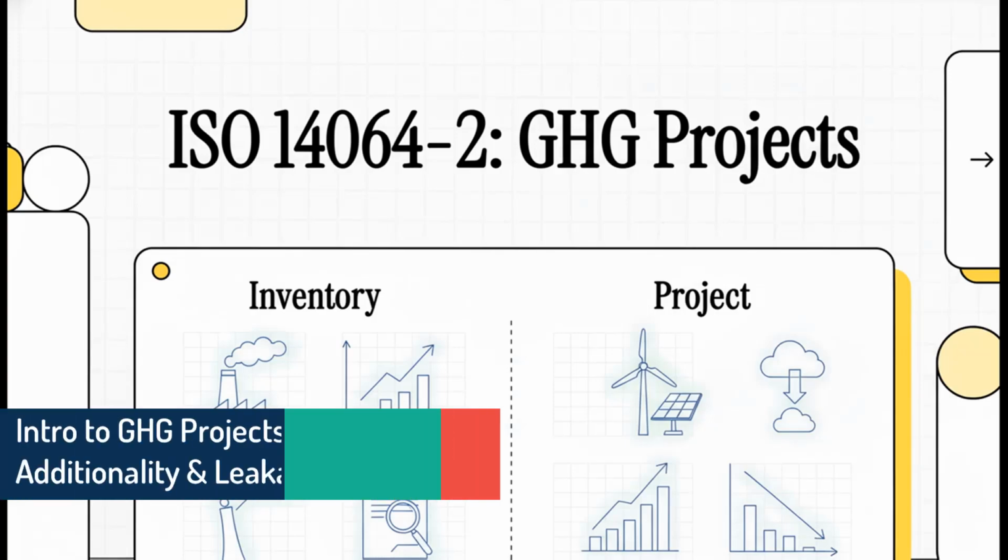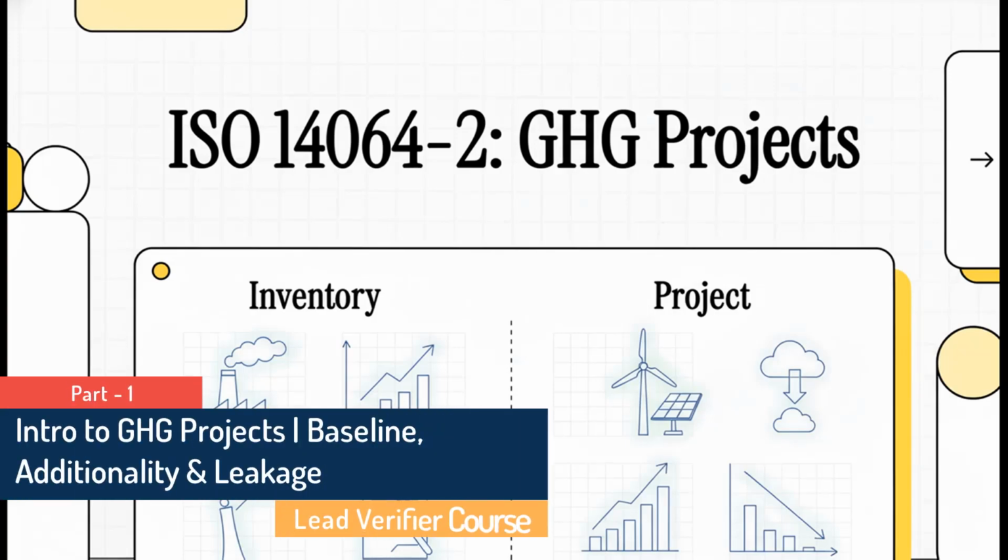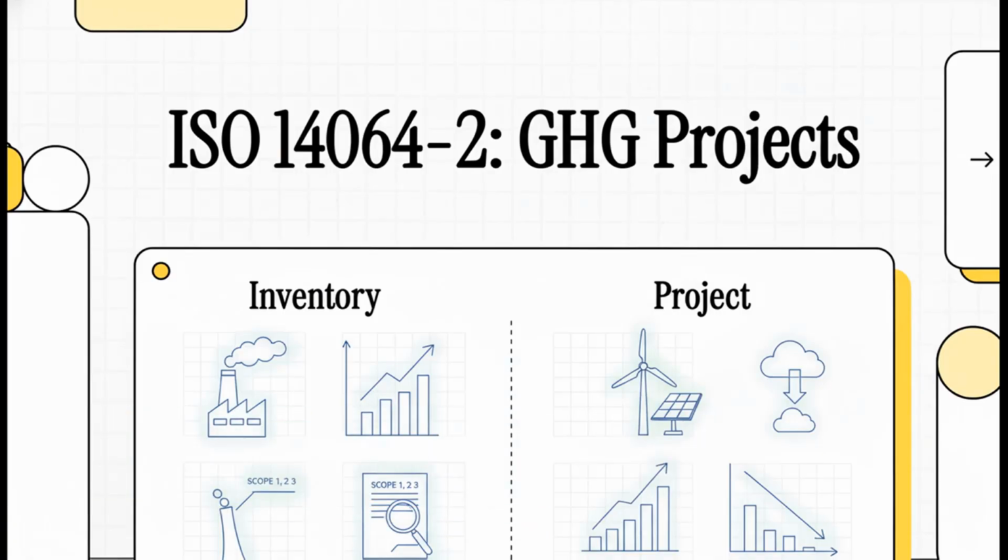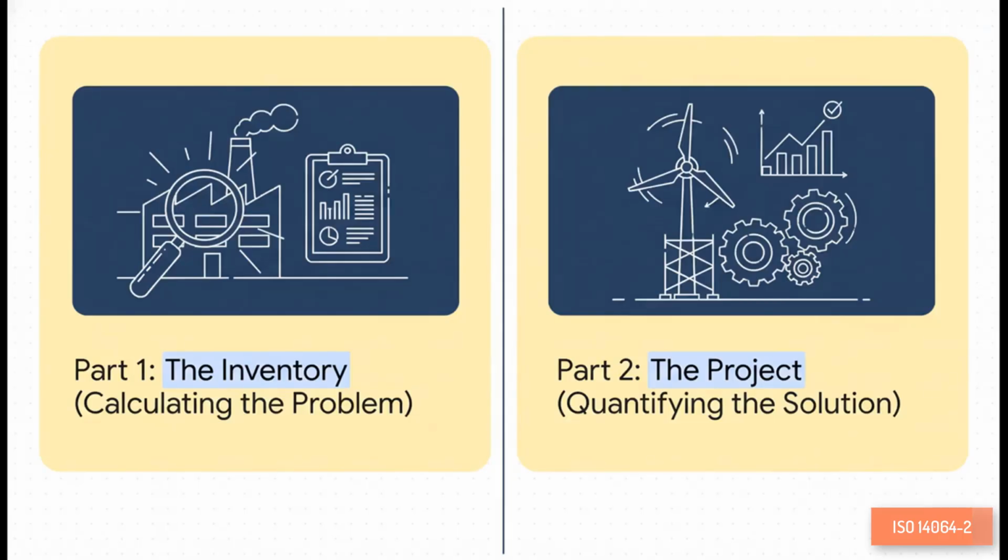All right, welcome back. In our last go-around with ISO 14064, we were all about the groundwork. Counting greenhouse gas emissions. That was all about measuring the problem. Well, today, we're making a huge pivot. We're moving from just accounting to taking action. This is part 2, and it's all about how we quantify the solution. So let's break this down.